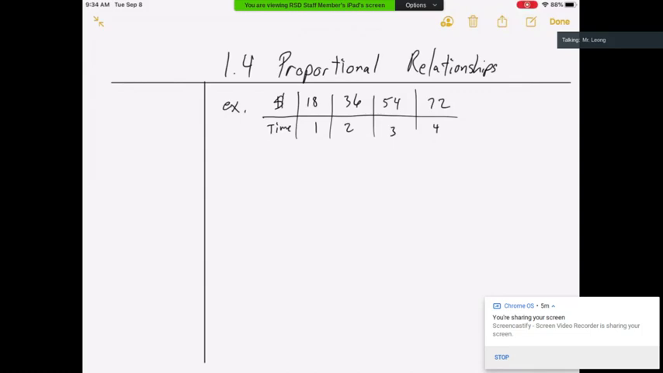So for example, 18 over 1 is 18 over 1. This one is 36 over 2. If we simplify it, divide by 2 top and bottom, we get 18 over 1. If we do 54 over 3 and we simplify that, we get 18 over 1. And if we do 72 over 4, we get the same thing, which is 18 over 1. So it seems really simple, but if we get 18 every time, then we would say, yes, it is proportional. Okay?